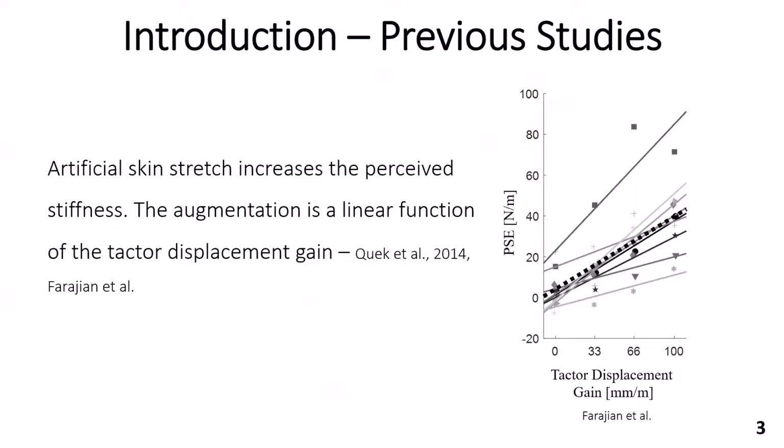So previous studies have shown that stretching the skin of the finger pads more than it would be during a natural interaction causes an object to feel stiffer than it really is, meaning it increases the perceived stiffness. And the question we are trying to answer here is, how are the tactile and kinesthetic information integrated in stiffness perception? And specifically, are they integrated according to maximum likelihood?